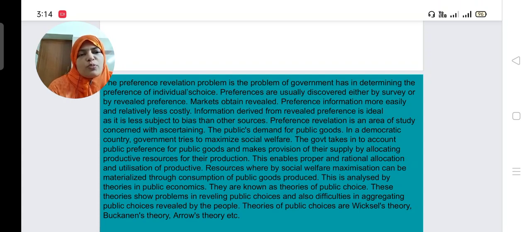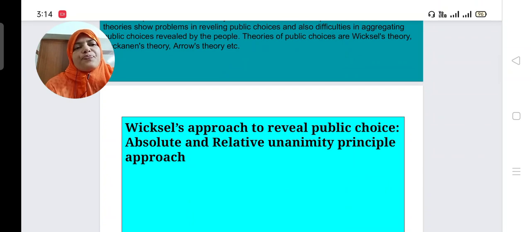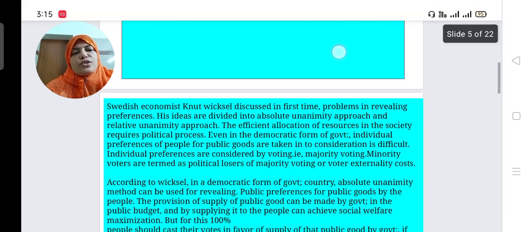These theories show problems in revealing public choice and also difficulties in aggregating public choices revealed by the people. Theories of public choice are Wicksell's theory, Buchanan's theory, and Arrow's theory. In this chapter, we have to study different theories regarding public choice. First, we study Wicksell's approach to reveal public choice, or the absolute and relative unanimity principle approach.